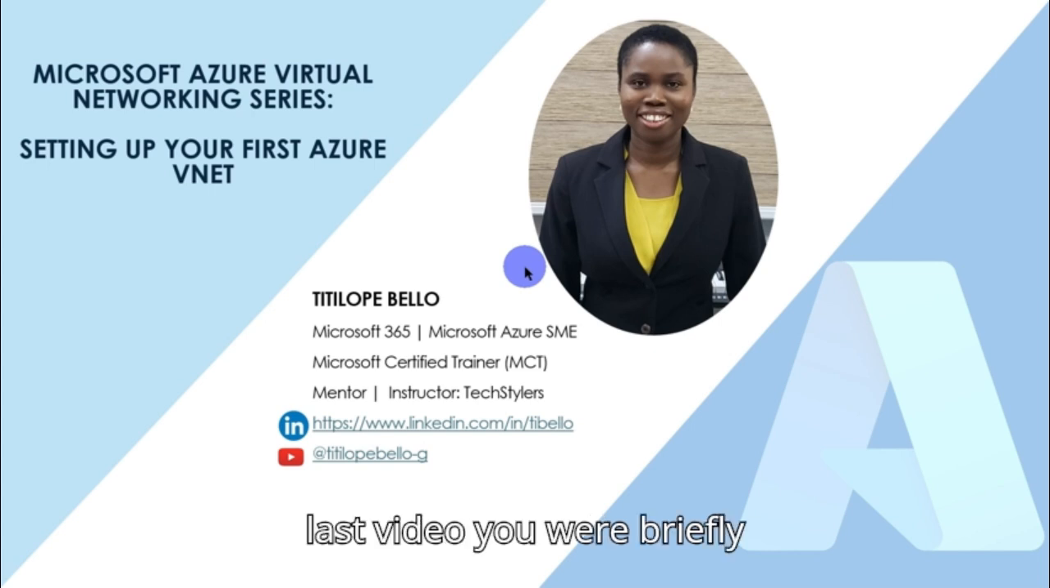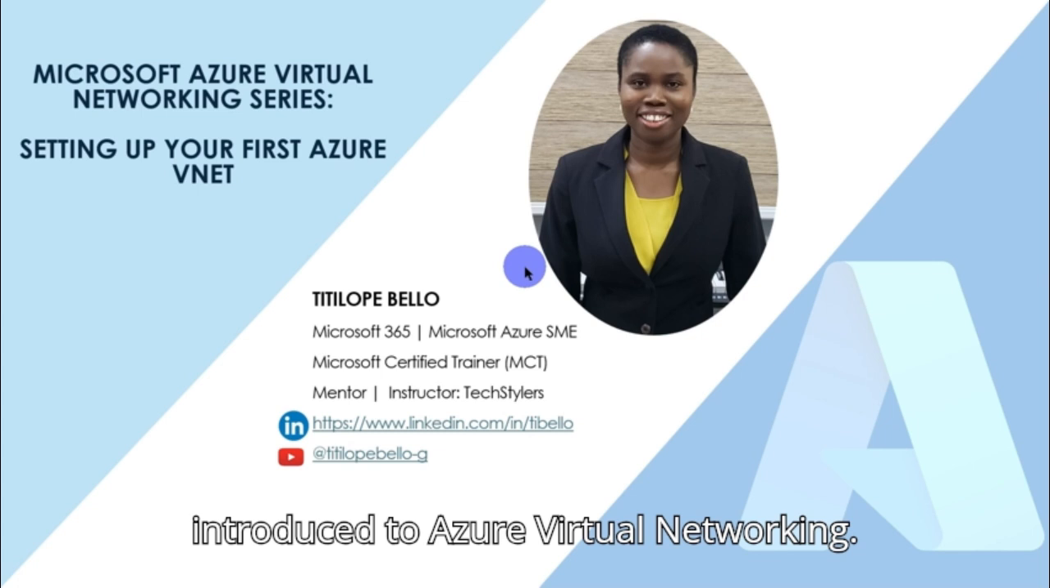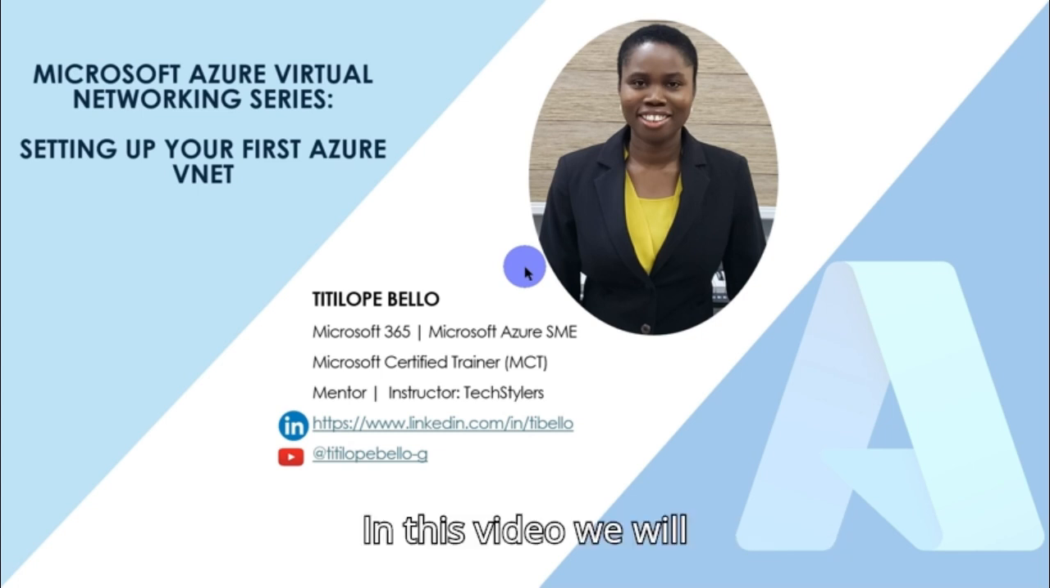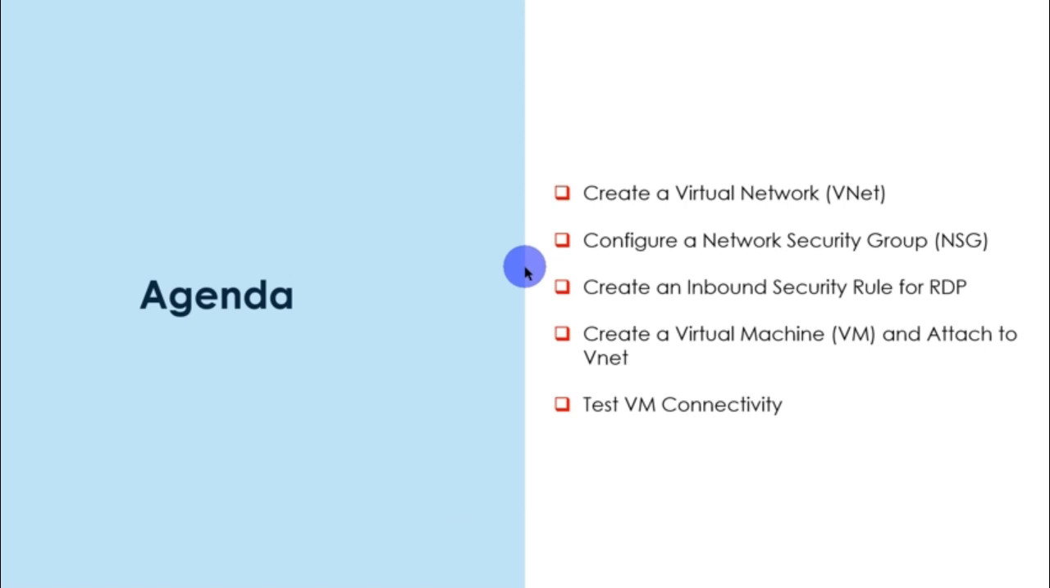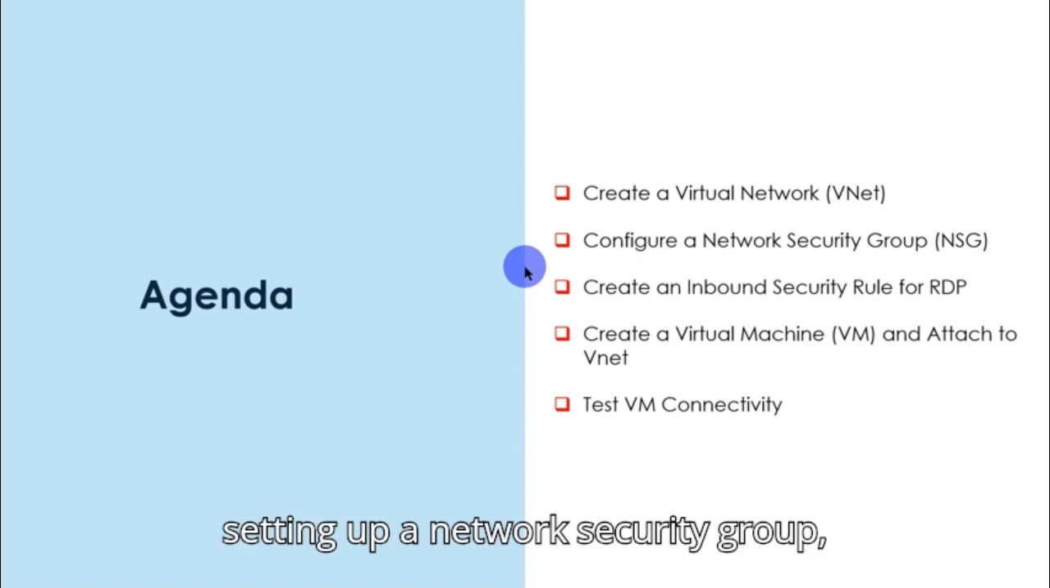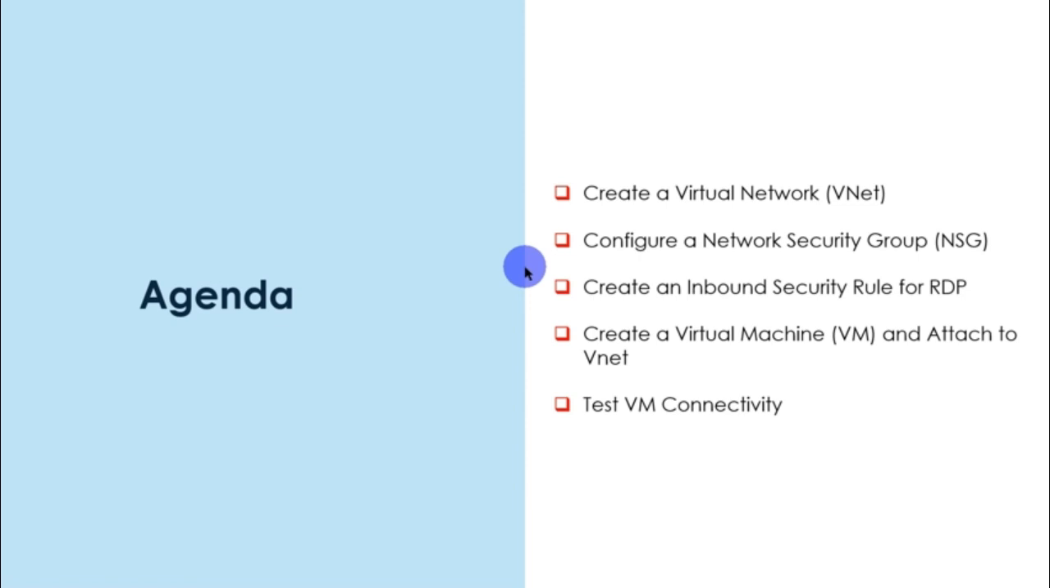In the last video, you were briefly introduced to Azure Virtual Networking. In this video, we will get hands-on with Azure Networking. We'll walk you through creating a virtual network, setting up a network security group, creating a virtual machine, and we will use this virtual machine to test connectivity. So, without further delay, let's get started.